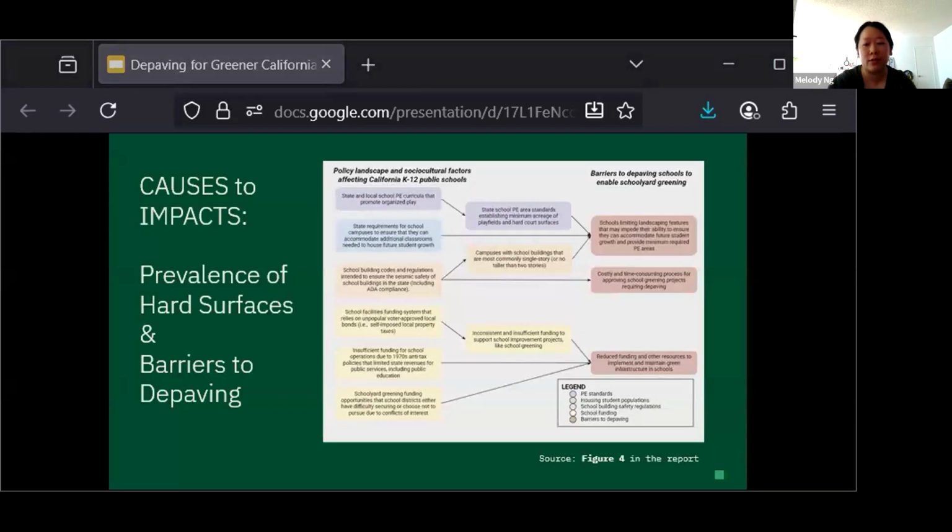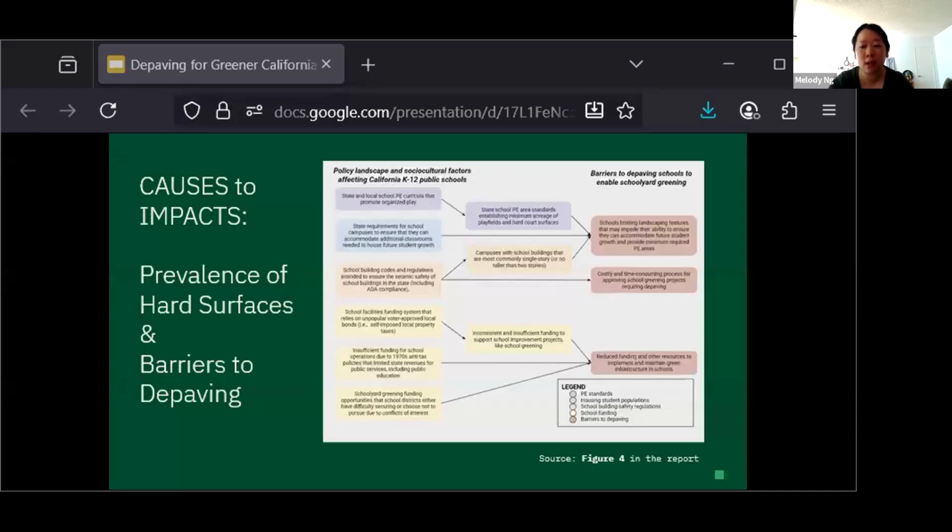What we found in our research indicates that a network of historical policies and events have contributed to the expansive hard surfaces in schools, while current policies and other factors work to keep them in place. The major barriers to depaving, shown in the middle and right columns, include schools needing to prioritize accommodating student population increases and PE standards in land use planning, schools having limited resources to support greener campuses, and also costly and time-consuming approvals processes for projects involving depaving.